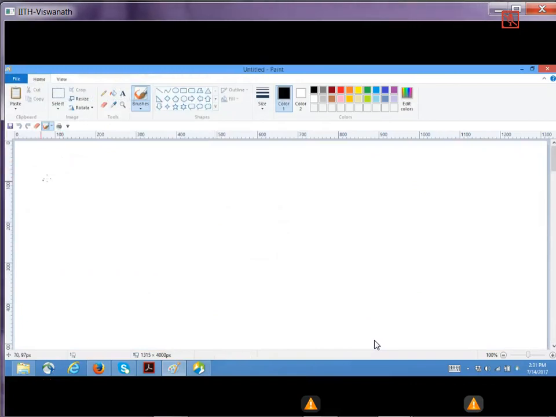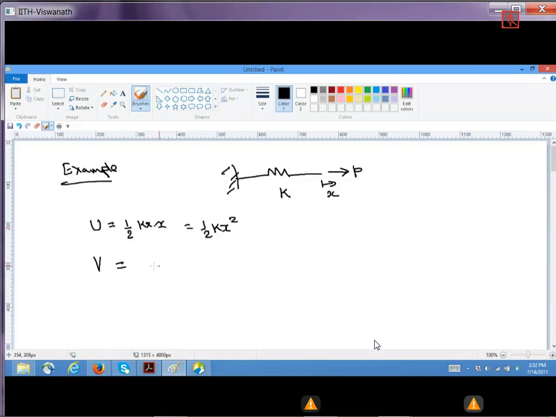Anyway, even before I do the bar example, I will first do the previous example again. We have seen that if I have a spring of stiffness K, displaced by an amount x by a force, the internal energy of the system is given by half k x into x, that is 1/2 k x square. The external work done on the system is given by p into x. The total potential I, or you can call it pi, is nothing but U plus V, that is 1/2 k x square minus p x.